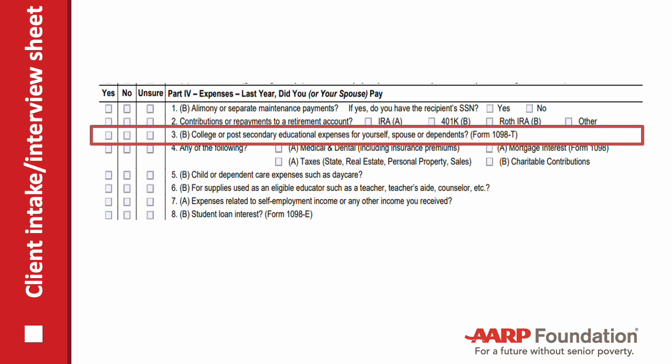On the intake and interview sheet, make sure that the appropriate box is checked to indicate that the taxpayer had education expenses. Now, during the interview, ask taxpayers if they are aware of the education credits and give a brief description of each. Next, gather information to determine if any credits can be claimed.